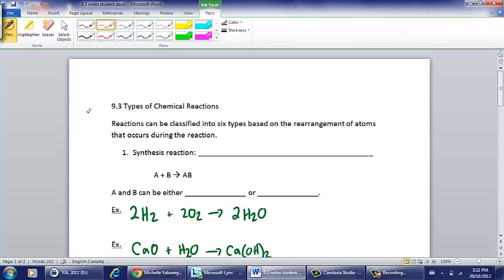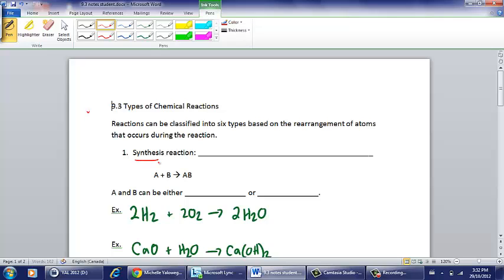This lesson is looking at types of chemical reactions. There are 6 different types of chemical reactions that we will be studying, and they are classified based on the rearrangement of atoms that occurs during the reaction. The first type of reaction is called a synthesis reaction, and this is when 2 or more substances join together to form a new compound.